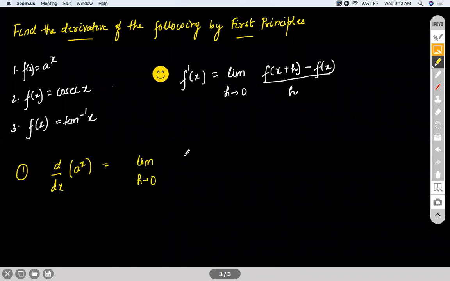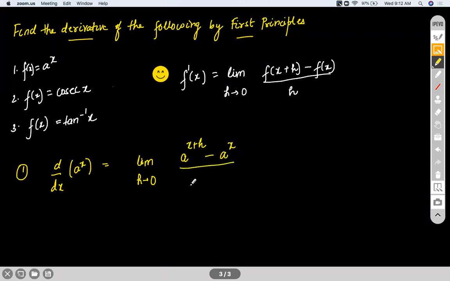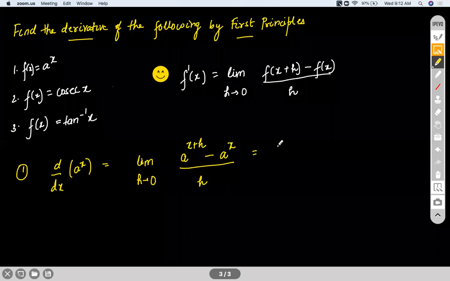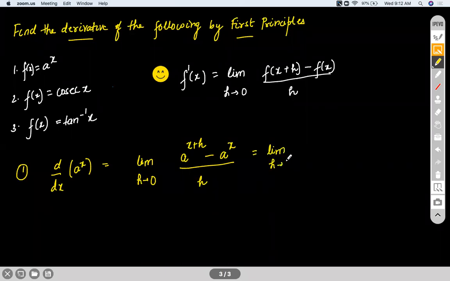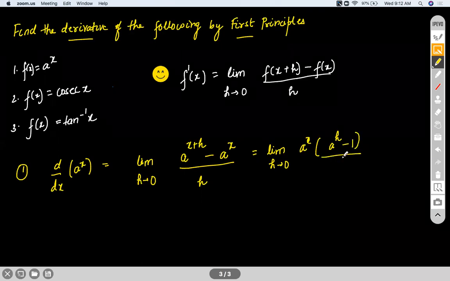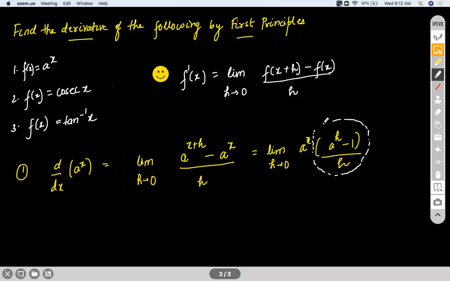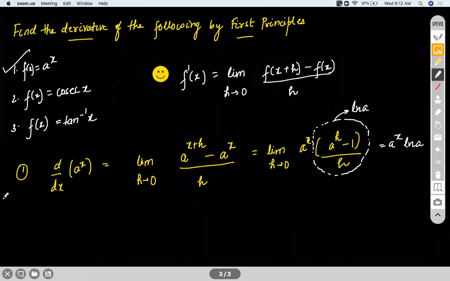According to the first principles, it will be (a to the power x plus h minus a to the power x) by h. If you take a to the power x common, you will get a to the power x times (a to the power h minus 1) by h. Just try to recall that this limit is ln of a. So your answer becomes a to the power x ln a. Done with the first one. Second one, write out.